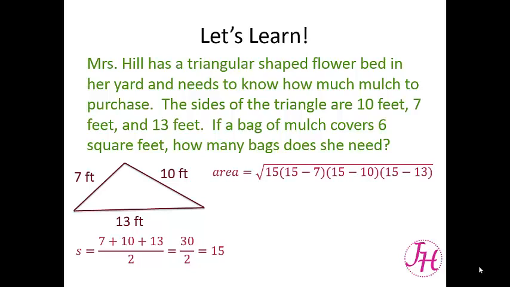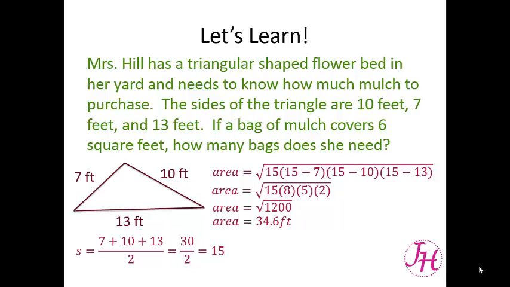So we have the square root of 15 times 15 minus 7 times 15 minus 10 times 15 minus 13. And let's simplify. So now we have the square root of 15 times 8 times 5 times 2. And that gives you the square root of 1,200, which is approximately 34.6 feet.